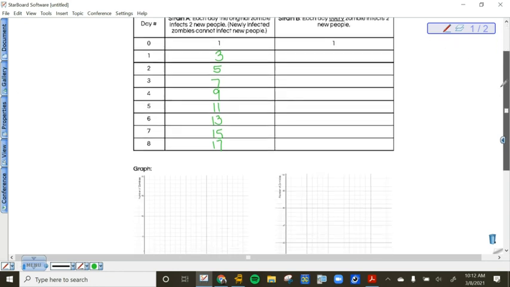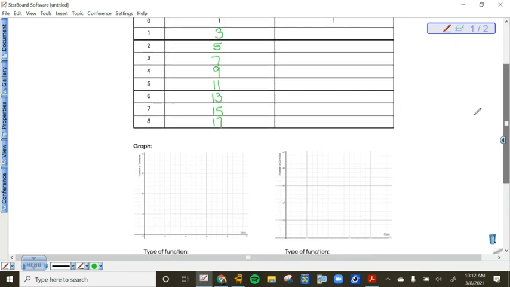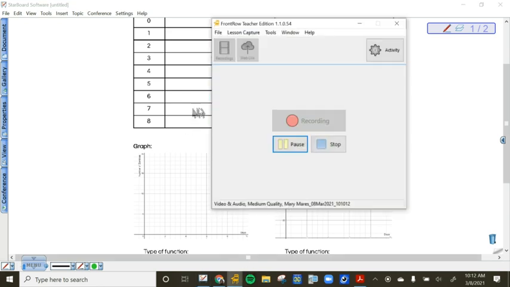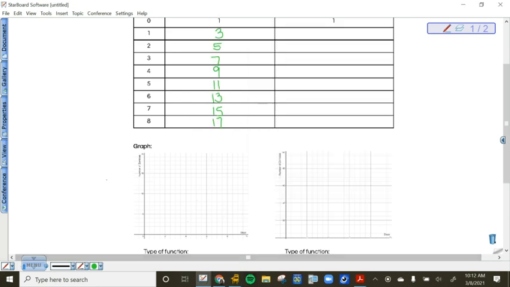So let's go ahead and graph what that looks like. Down here on the x-axis, we have the number of days. It counts by 2s. So this first major line is 2, 4, 6, 8, 10. And then on the y-axis, we have the number of zombies. I think that's counting by 5s. Yeah, it's a little hard to read, but that's okay.